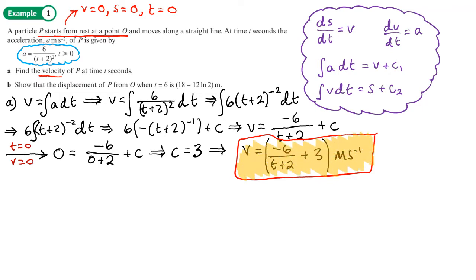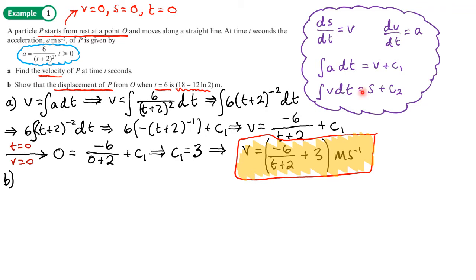Okay, and what I'm going to do, I'm going to call these constants here C1, as I'm going to be using another constant in part B, and I don't want there to be any confusion. So part B, show that the displacement of P from O when t is 6 is given by that.